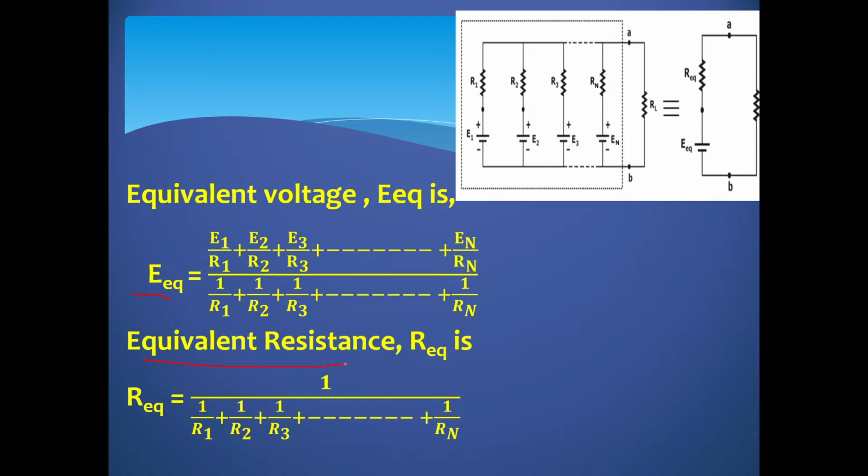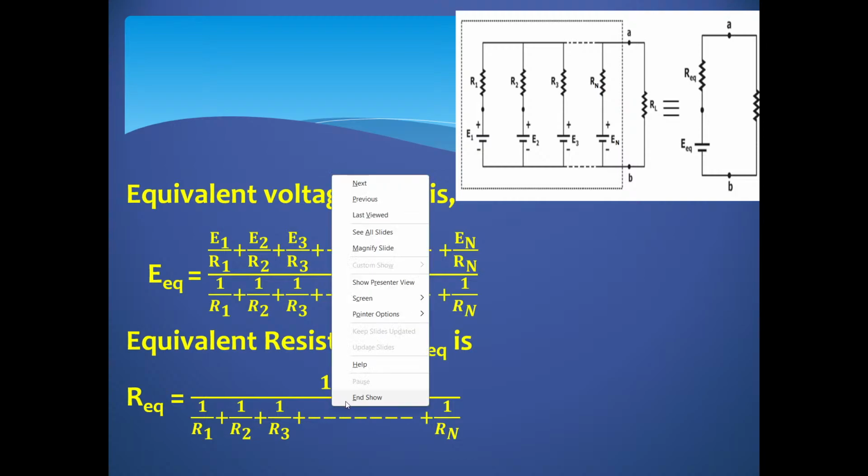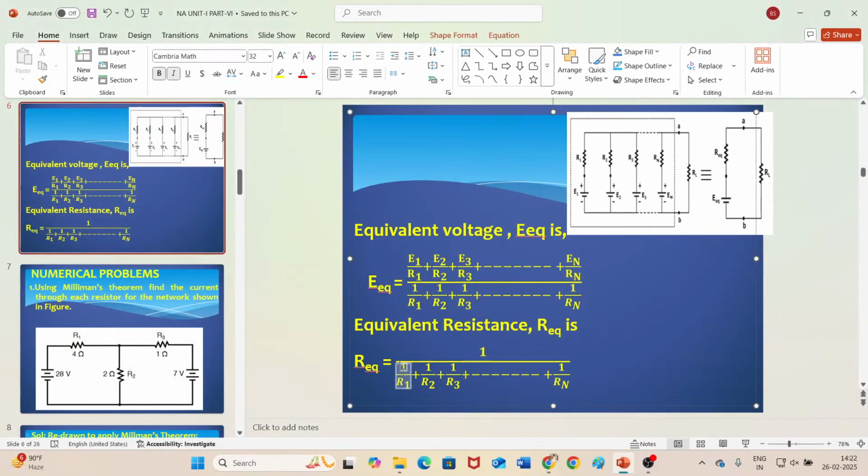Similarly, you have to determine the R equivalent. R equivalent is equal to 1 divided by G1 plus G2 plus G3 up to Gn. I didn't write any G here, but I am using the term G. G means conductance. The reciprocal of resistance is conductance, so 1 by R is nothing but G. So instead of 1 by R1, I can write G1, G2, G3.